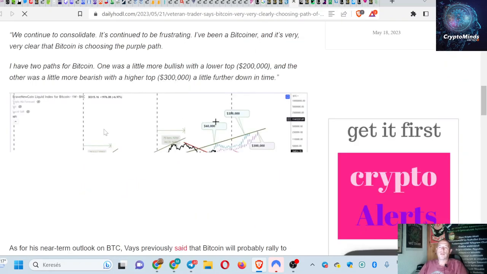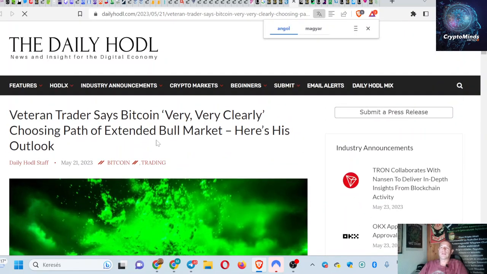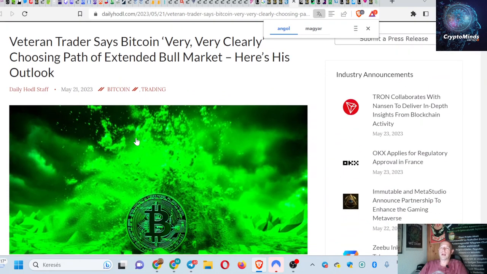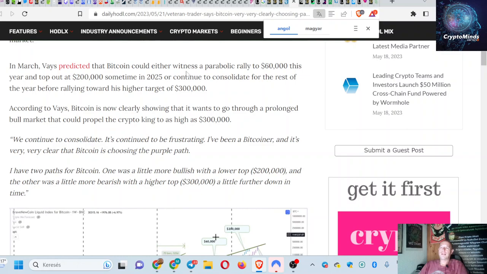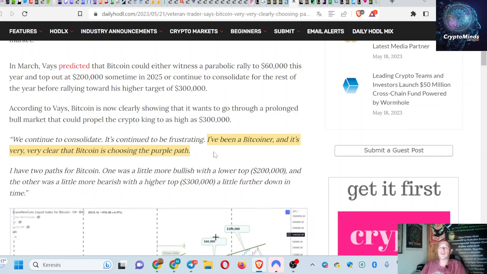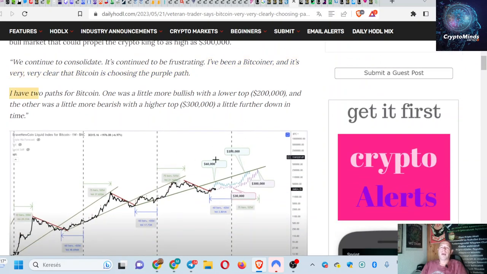Next, veteran trader Tom Ways says Bitcoin is very clearly choosing a path of extended bull market. Here is his outlook, quoting Tom Ways. He says Bitcoin could parabolically rally to 60,000 this year and top out at 200,000 sometime in 2025, or continue to consolidate for the rest of the year before rallying towards his higher target of $300,000. We continue to consolidate. It's continued to be frustrating. I have been a Bitcoiner, and it's very, very clear that Bitcoin is choosing the purple path. I have two paths for Bitcoin.